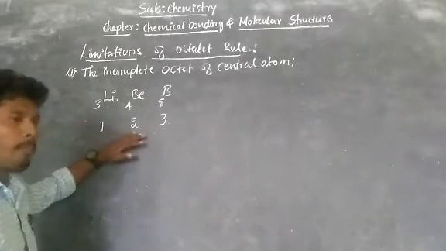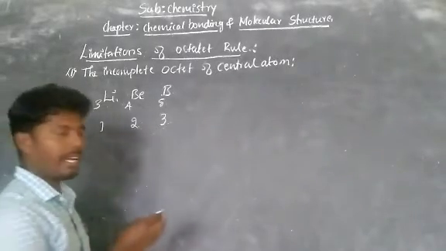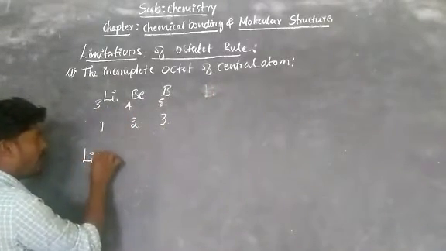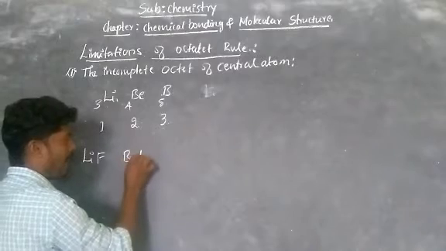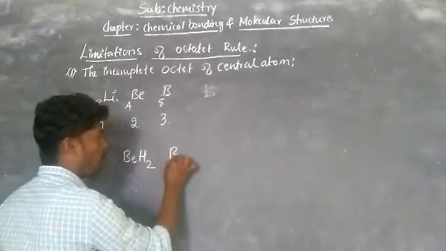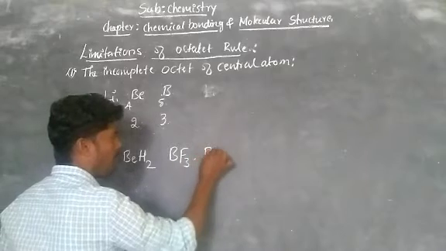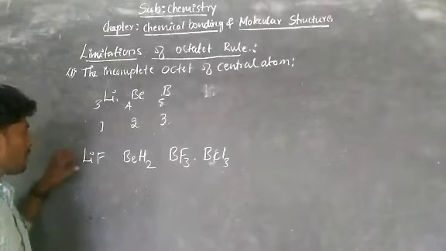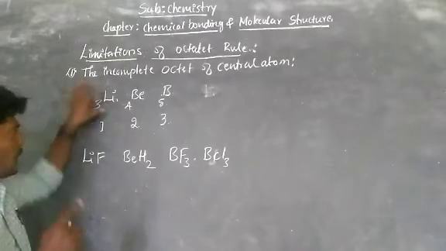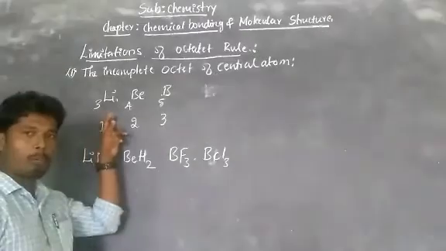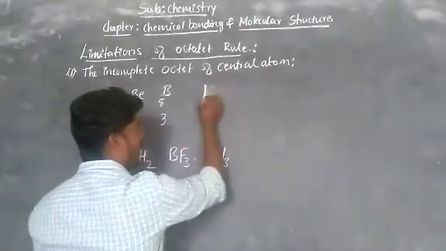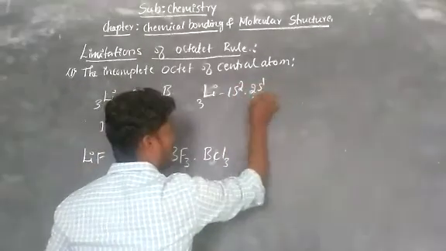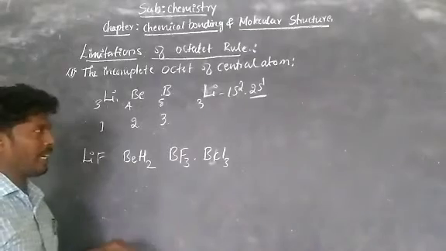Some of the compounds of these elements: let me take the example lithium fluoride, and for beryllium take beryllium hydride, then for boron take boron trifluoride or boron trichloride. So these are some examples we are taking. In lithium there is only 1 electron in the outermost shell, as you know from the electronic configuration. The atomic number of lithium is 3 and the electronic configuration is 1s2, 2s1. The outermost shell has only 1 electron, right?